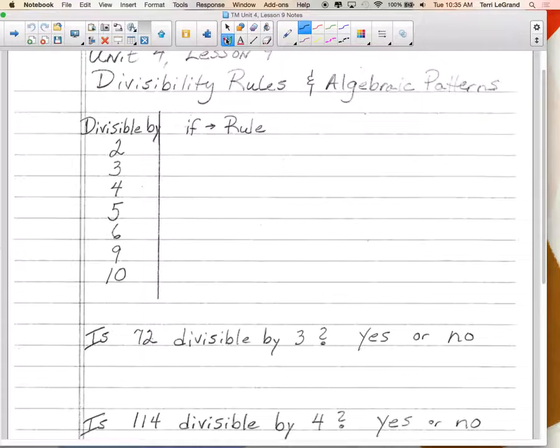So anybody know the divisibility rule for being able to divide a number by 2? What's the divisibility rule for dividing by 2? Yeah, basically it has to be an even number, but that's not really the rule. All even numbers are divisible by 2, but the divisibility rule states it a little bit differently. It says, so I have the if here already, so let's just circle the word if. We're not going to write if every time. So a number is divisible by 2 if the last digit is divisible by 2.